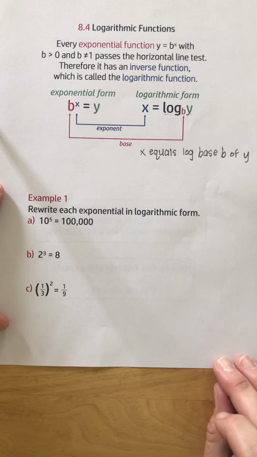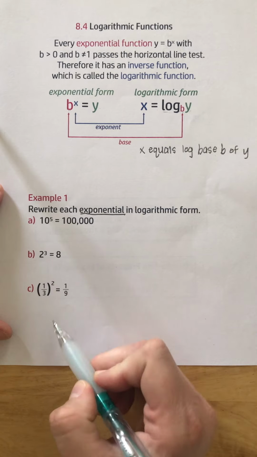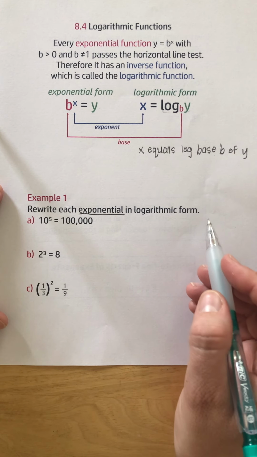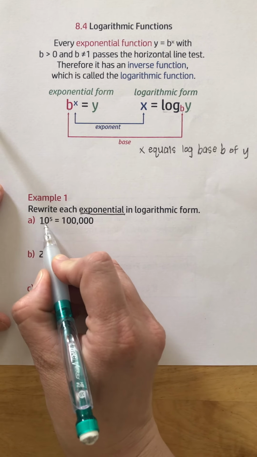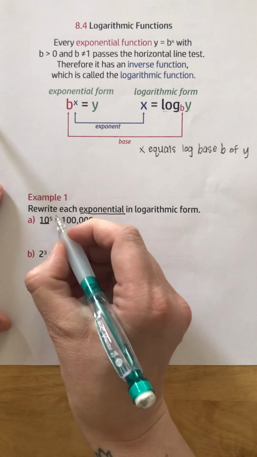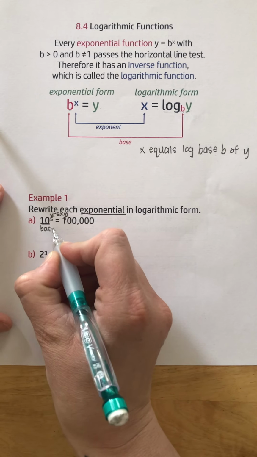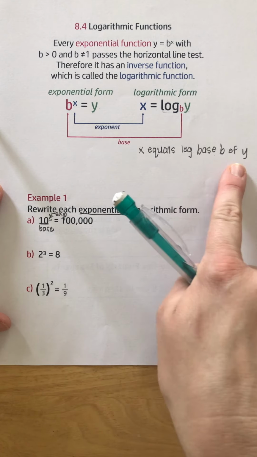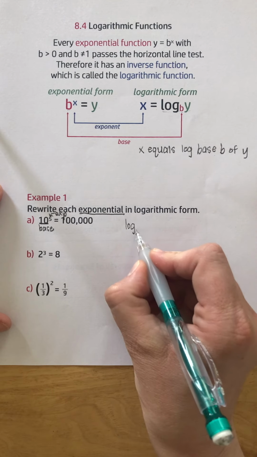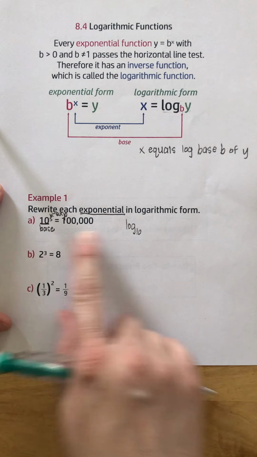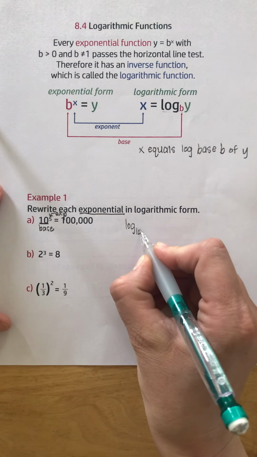Now what we're going to work on in the first example here is taking something that right now is in exponential form, and we're going to turn it into logarithmic form. So the first thing that I like to ask myself is, what is the base? For this problem, 10 is the base. The 5 is the exponent. The 10 is the base. So let's see how we can rewrite that. So this is going to be log base 10. I'm taking the base, I'm plugging it in for b. Log base 10.